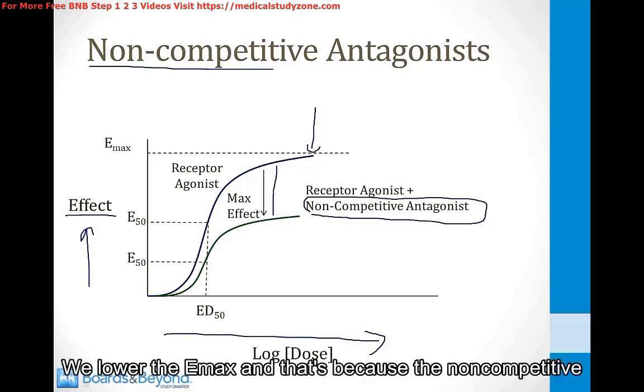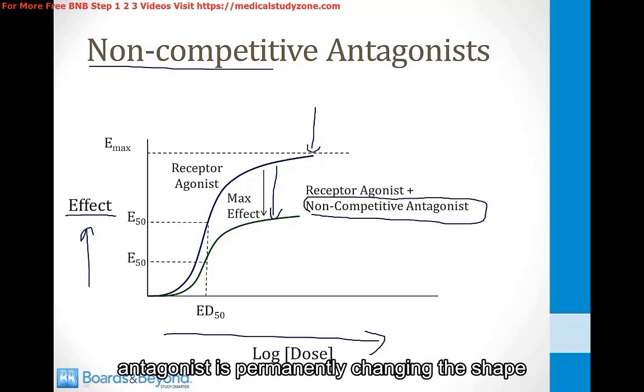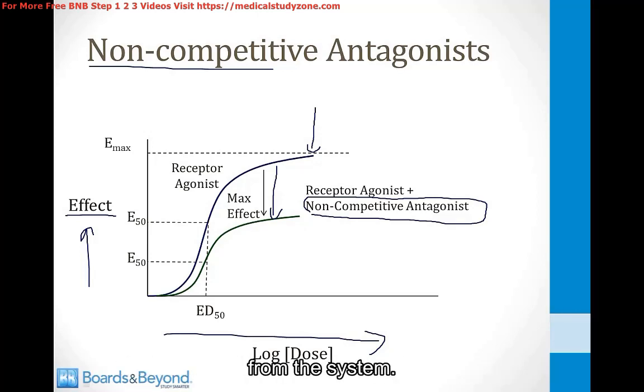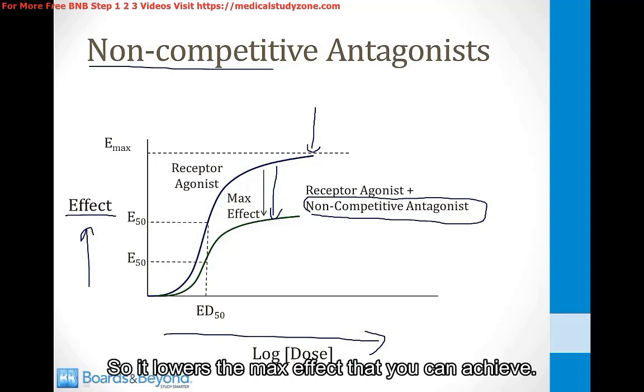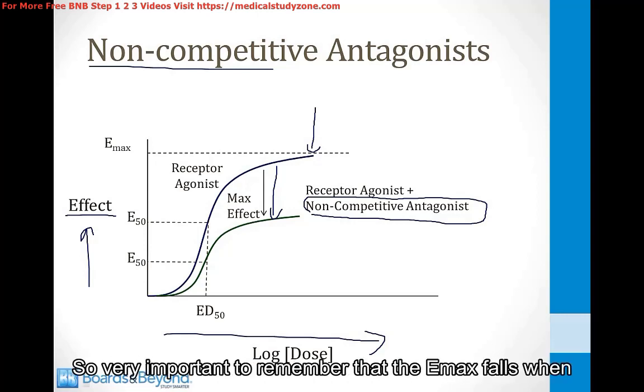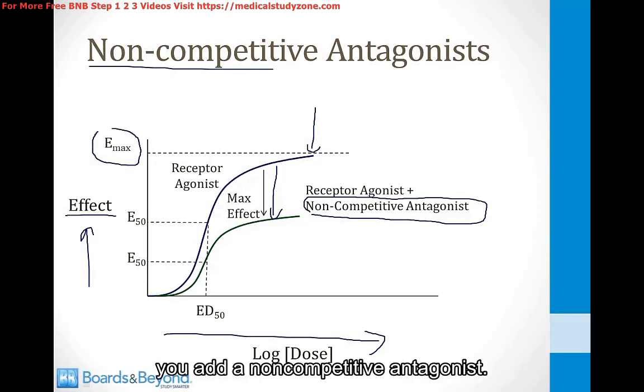We lower the Emax, and that's because the non-competitive antagonist is permanently changing the shape of those beta receptors. It's the same thing as removing beta receptors from the system. So it lowers the max effect that you can achieve. So very important to remember that the Emax falls when you add a non-competitive antagonist.